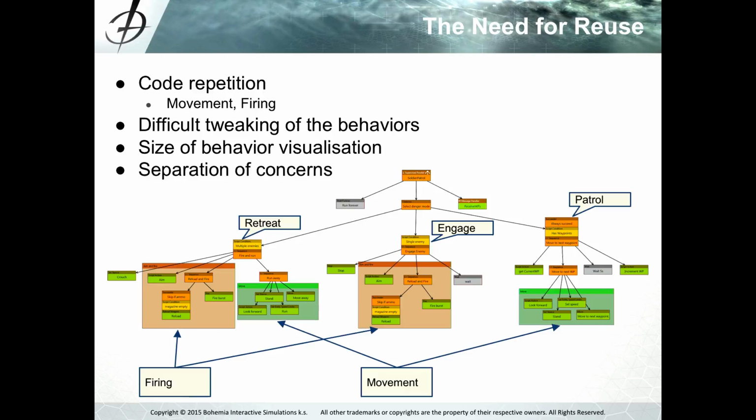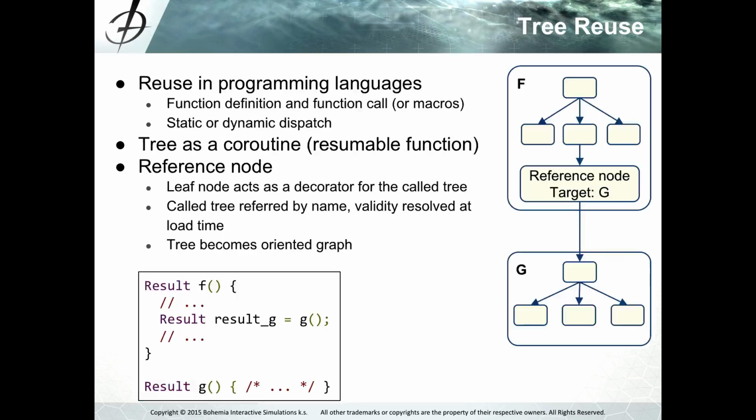If I had more designers working on this behavior tree, they would all be changing the same source file, which could easily create conflicts. So obviously, we need to be able to reuse the behavior tree somehow, and that's what Juraj will be talking about.